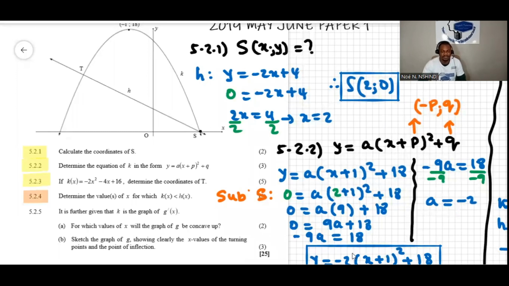5.2.4. The question says determine the value or values of x for which k of x is lesser than h of x.